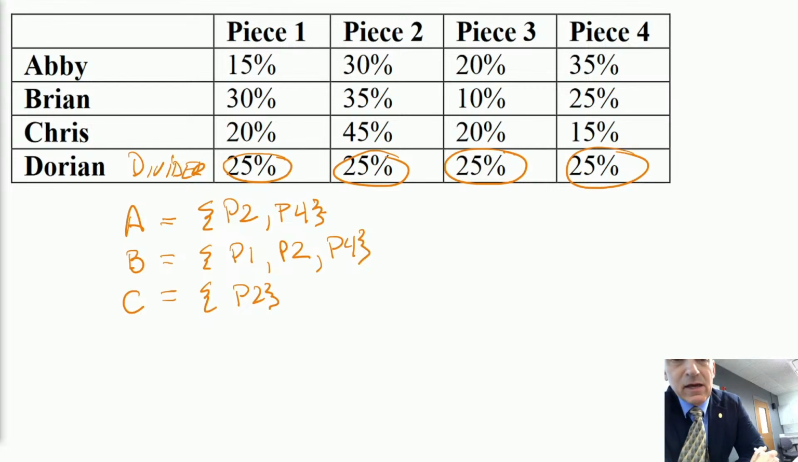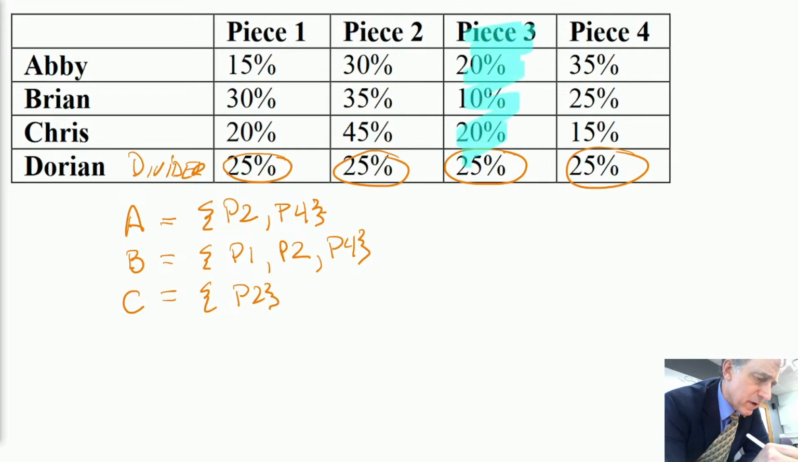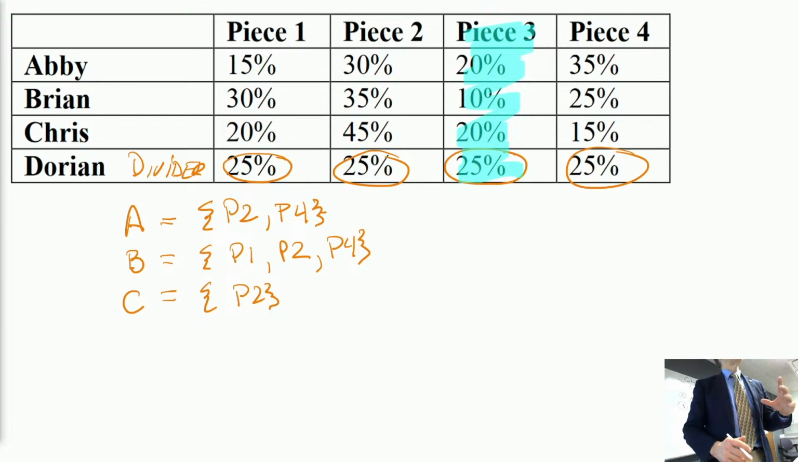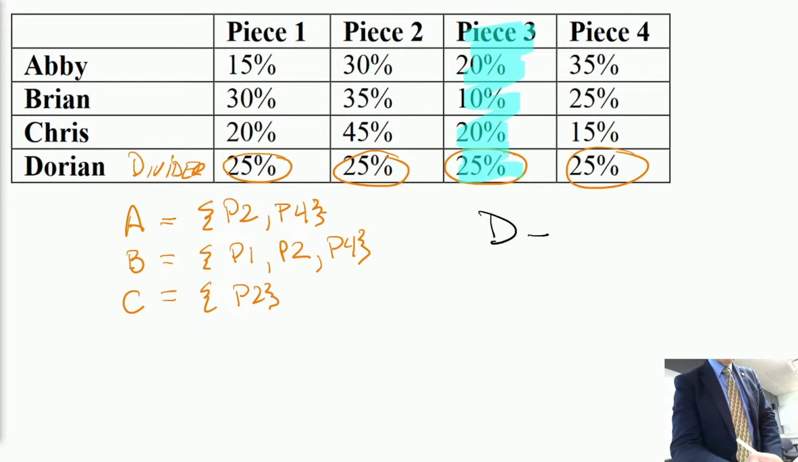Okay, so what is unacceptable to everybody? So, Allie, you're here. Okay, Allie, what's unacceptable to everybody? Yeah, piece 3. No one wants piece 3. And so that's the only piece that is unacceptable. So whenever there's either no unacceptable pieces or one, you can usually find a fair division. It's when there's more than one unacceptable piece that you run into trouble. So D is going to get piece 3. So now that gets rid of piece 3.